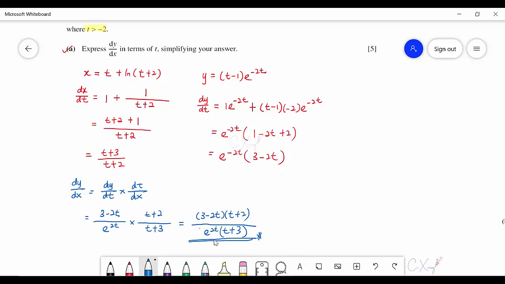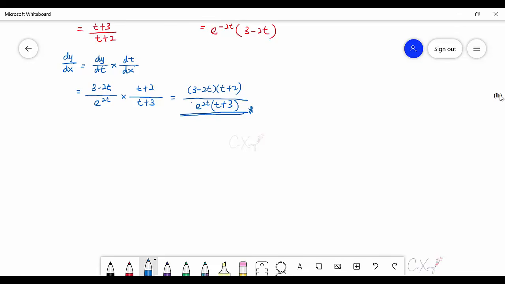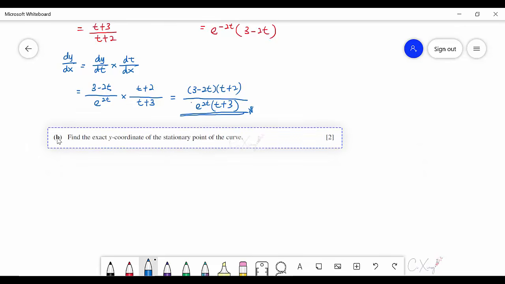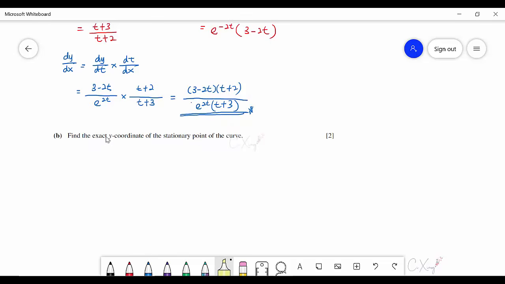So the first part of this question is something like this. Now we continue to the second part, part B. For part B, they are asking us to find the exact. Maybe you can highlight the word exact. Exact means that your final answer cannot be a shortened decimal number. It should be in fraction form or pi form or with surd and so on.